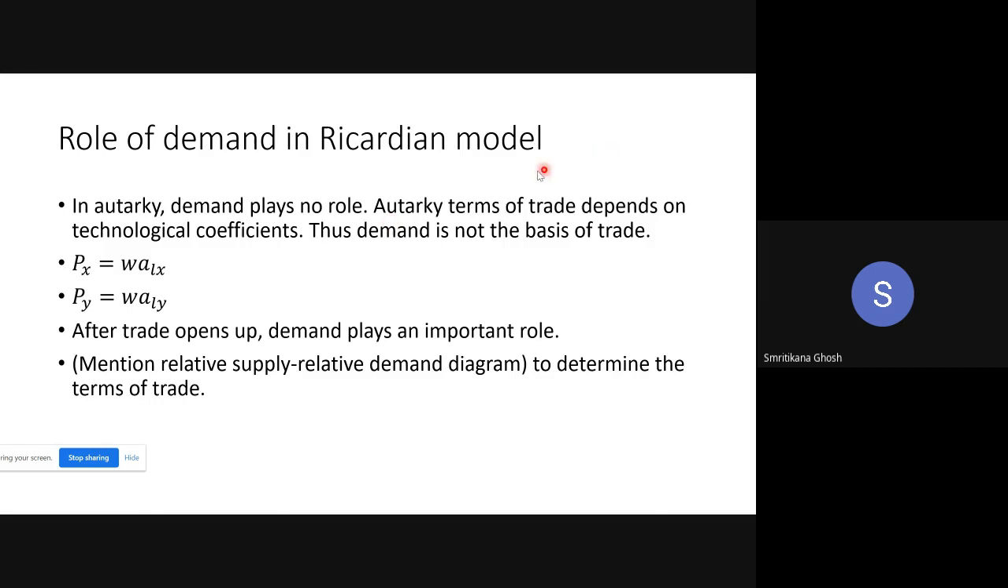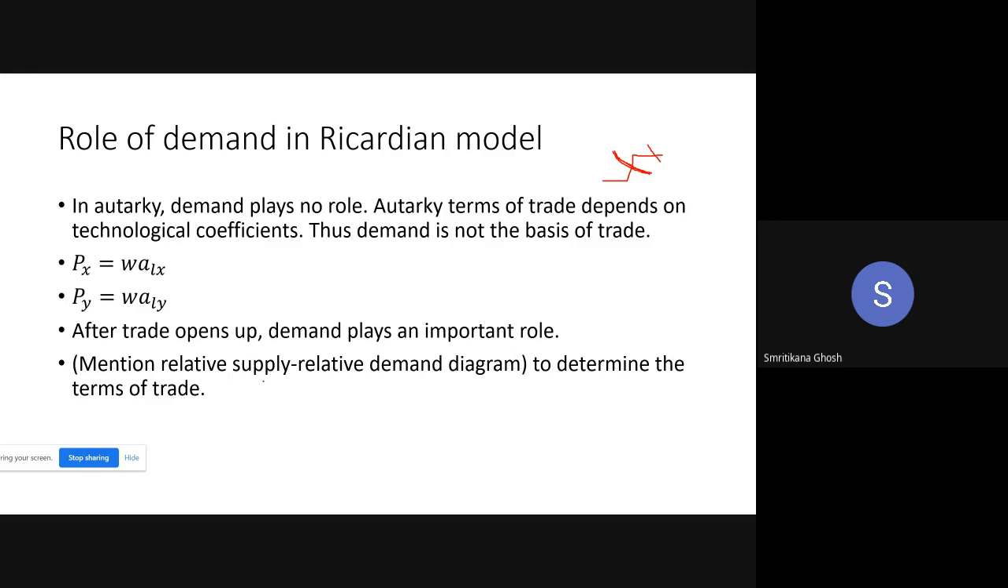If you can remember our look, just a minute. That was our relative supply curve like this, and that was our relative demand curve, right? So here comes the demand. The relative demand curve is giving you the idea about the complete specialization. If the demand curve is here, it will be in complete specialization. So demand is playing an important role after trade.